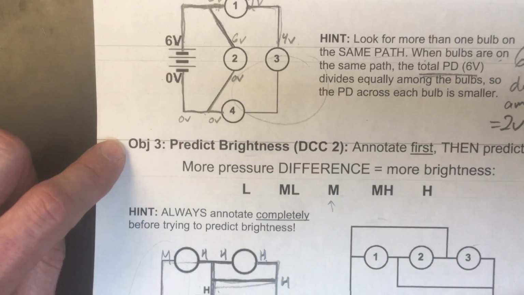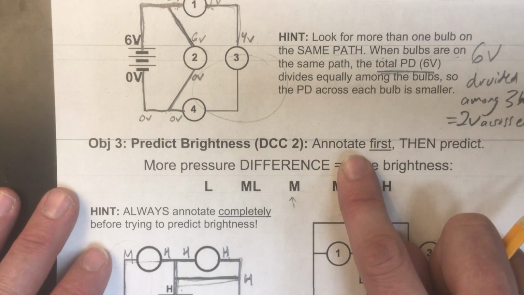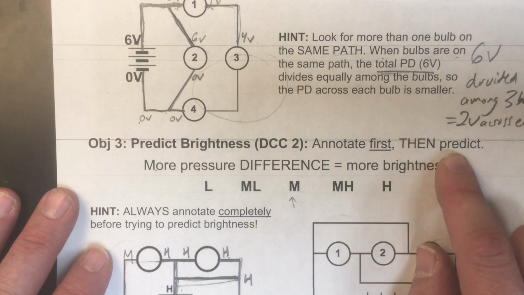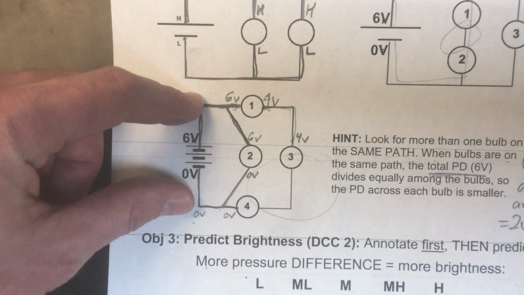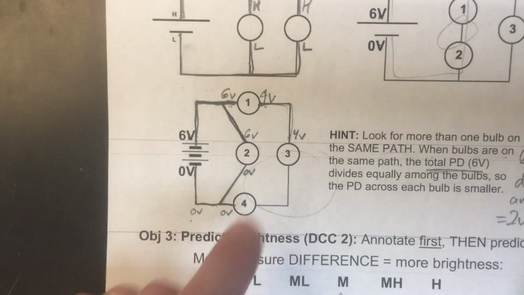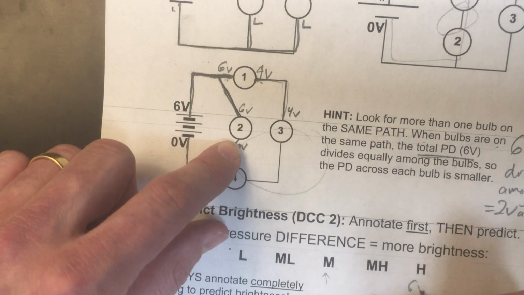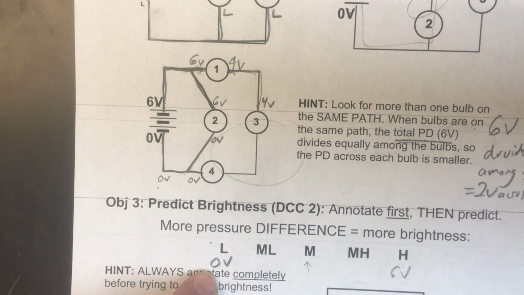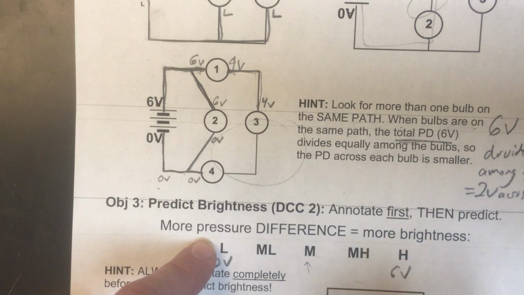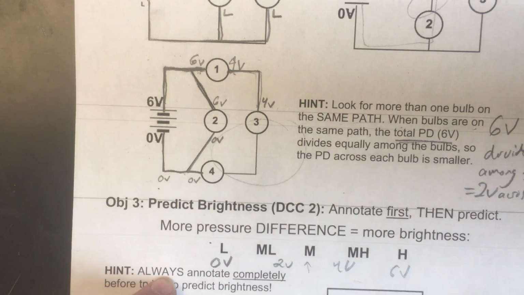Now, objective 3 on the test is about predicting bulb brightness. You always have to annotate first and then do your prediction. So, for example, up here, now that I've annotated this, I can say, how can I use this difference to predict bulb brightness? Now, 6 volts is kind of like an H. 0 volts is kind of like an L, and 4 volts would be kind of in between. So it would be like, okay, 2 volts, 4 volts, and then 3 volts would be right in the middle.